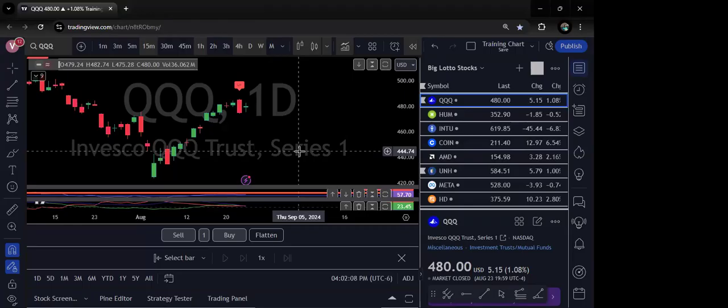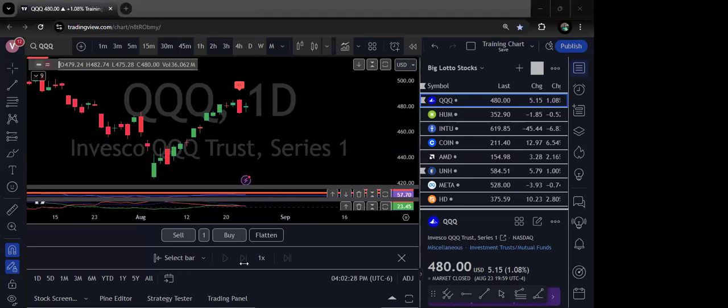What did you say we learned, those candles again? We have doji, we have spinning top, we have shooting star, and engulfing. So we have a bearish engulfing and a bullish engulfing. Those are the four that I really love.